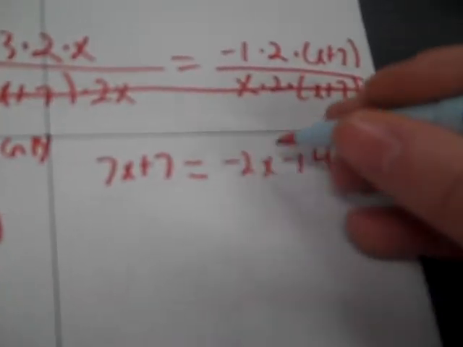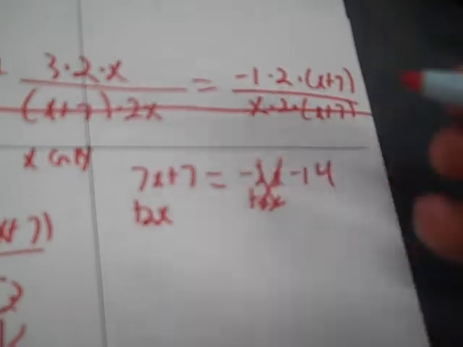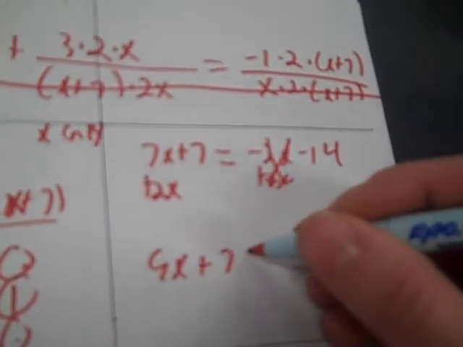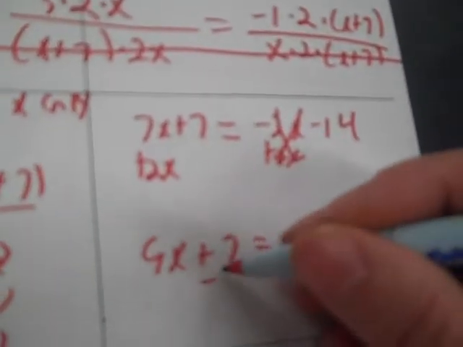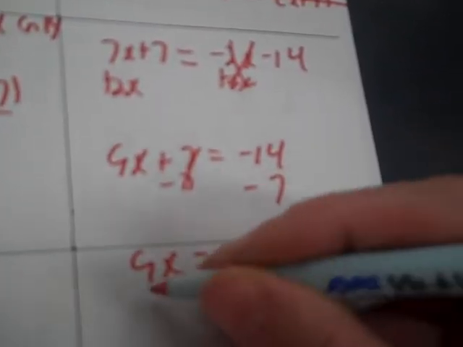Once again, we have regular x only. So pick one of the x's to get rid of. We'll do negative 2. So add 2x. That makes 9x plus 7 equals negative 14. Again, there's only one answer. So 9x equals negative 21.